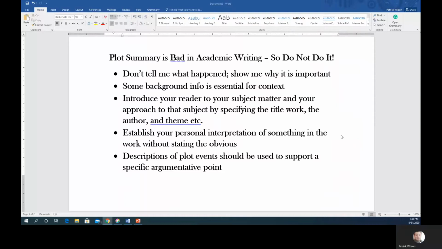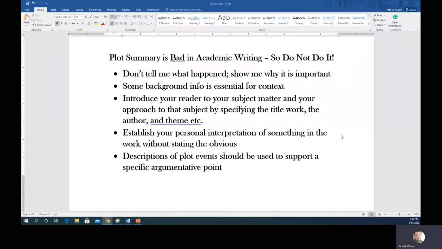That's where you get into your critical and analytical skills to be able to show that to me and not just tell me. Some background information is essential for context, but you want to be careful. You don't want to give me too much background information because, again, we are reading that work for that particular week or weeks. We pretty much know what a lot of the background is. So you don't need to go 2 or 3 pages into telling me background information. I really don't care about that, right? I'm looking at your interpretation. I'm looking at your critical analysis.